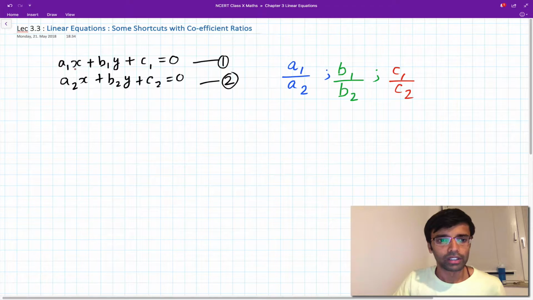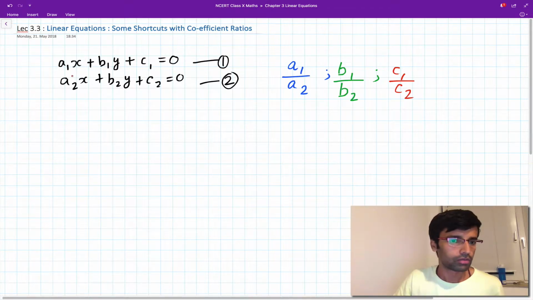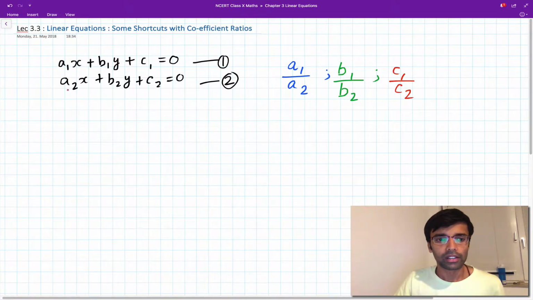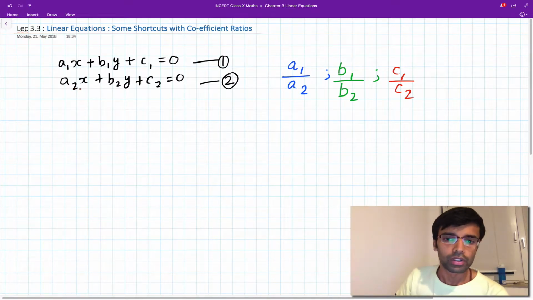Whether the pair of linear equations will have just one solution, that is, it is consistent, or it will have no solution, or it will have infinitely many distinct solutions. So just by comparing the ratios, we will be able to reach that conclusion. The ratios that we'll compare are, the first one is the ratio for the coefficient of x, a1 by a2. The second ratio will be b1 by b2, and the third ratio will be c1 by c2.